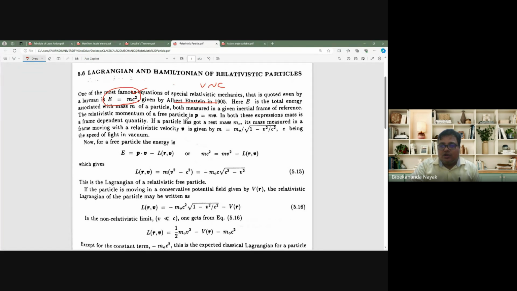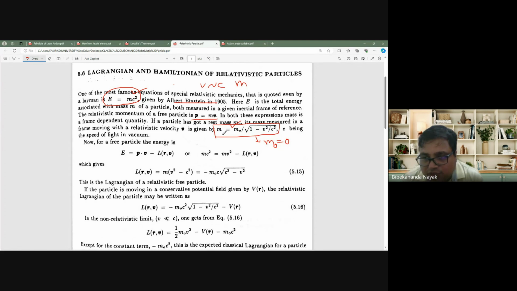We know momentum is mass into velocity, but in a relativistic case, if a particle is moving, then its mass is no more a constant. Rather, it varies with velocity, and if m0 is the rest mass of the particle, then m will be m0 by the square root of 1 minus v square by c square.